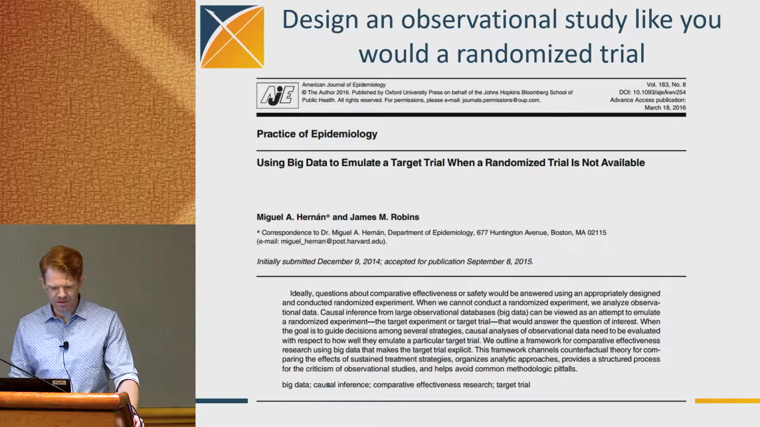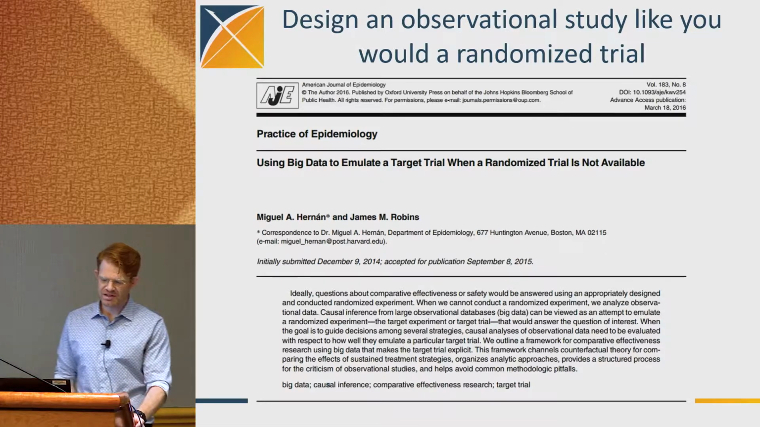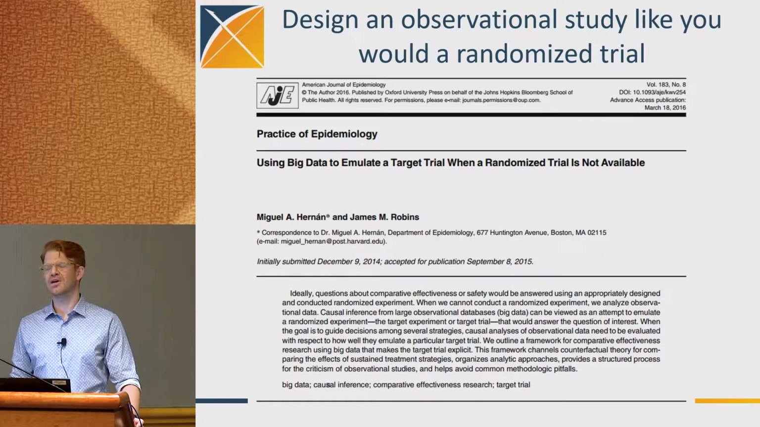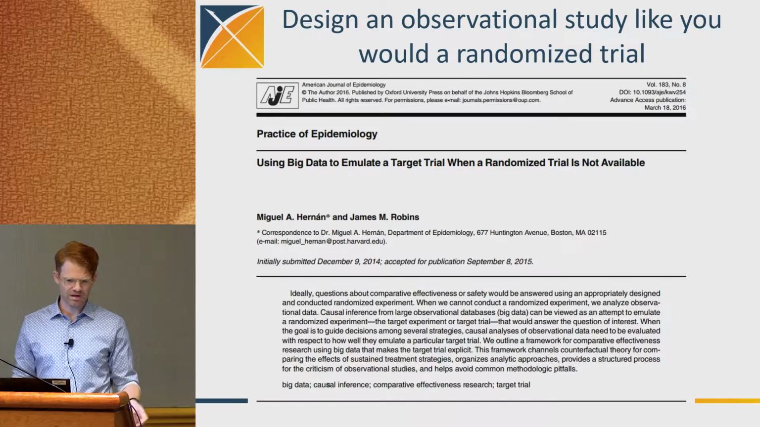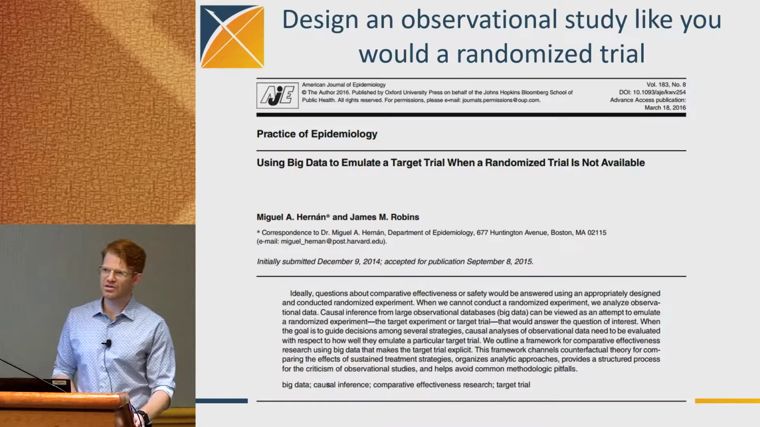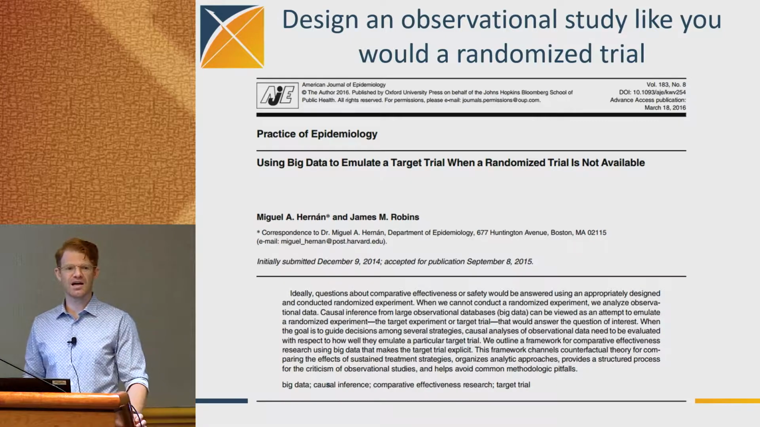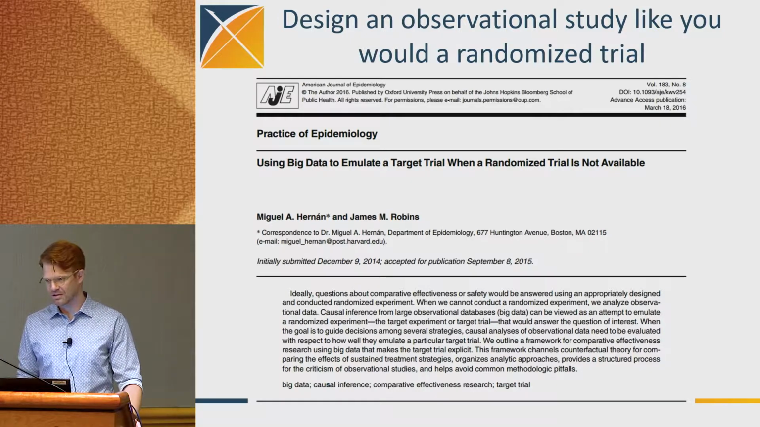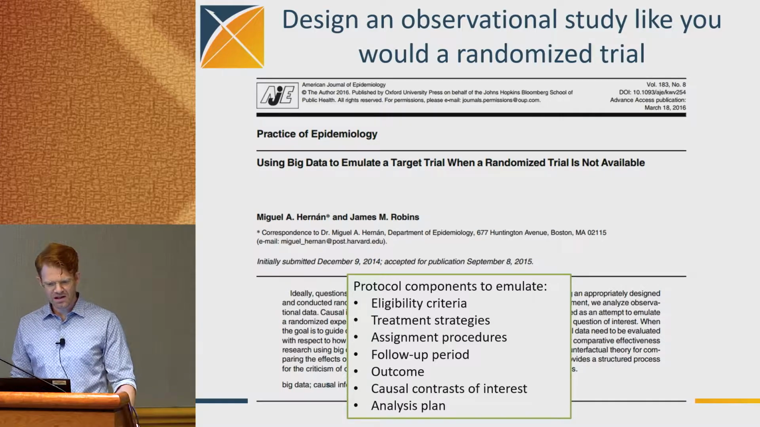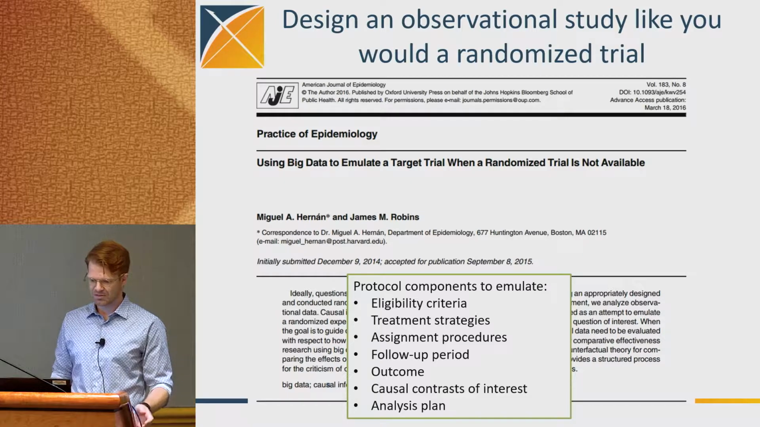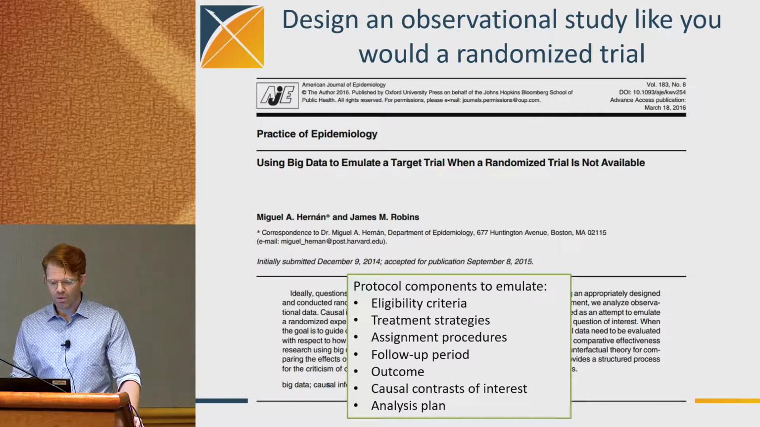a really nice paper by Miguel Hernán about using big data to emulate a target trial where you cannot randomize, or you won't randomize, or it's infeasible to randomize and do a trial. You want to use observational data to get as close to that situation as possible. And this is a really intriguing idea. The idea is that in your observational study, you want to do everything that you would in the trial where possible. You would think about what the eligibility criteria are, like who's your target population, who are you interested in.